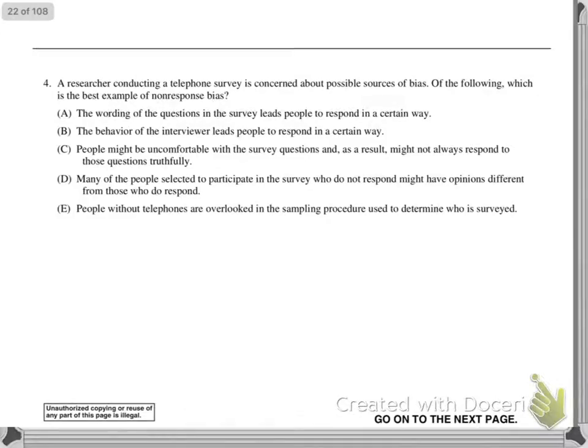All right, so I suggest for this that you go back to chapter 13 and you review the definitions for all the biases. But I believe that non-response are people who were never given an opportunity, like, they would only call those who would have telephones, but then some of us don't have telephones. So the answer is D.